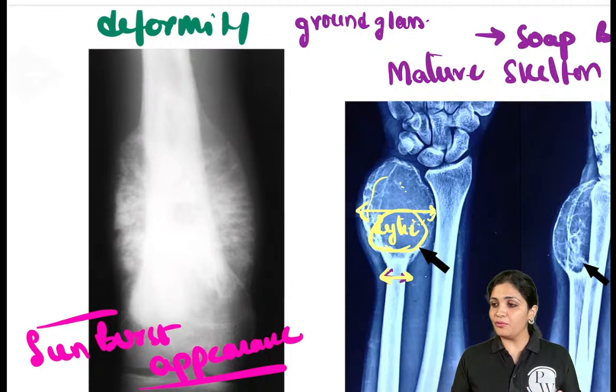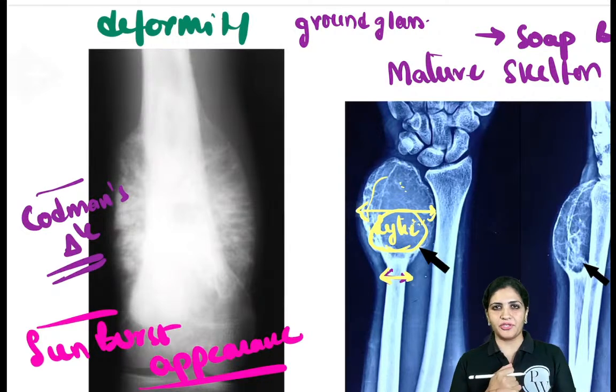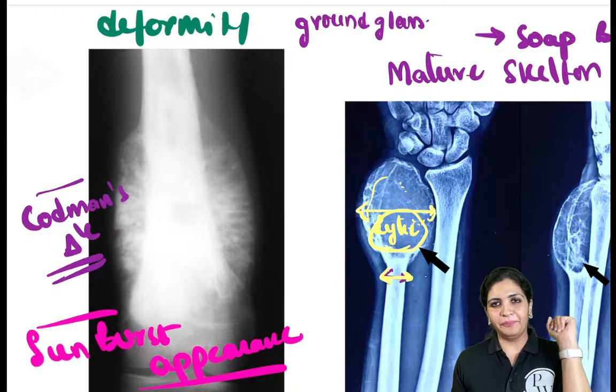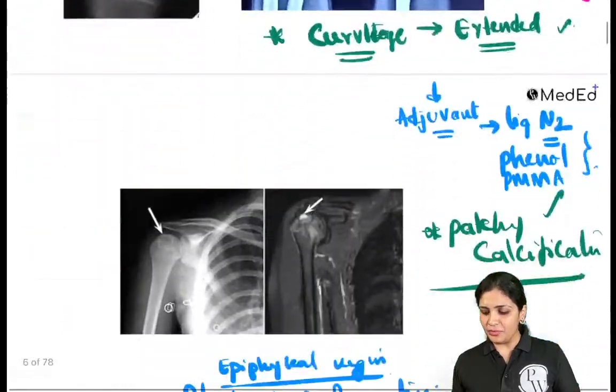And there is one more thing which you have to remember, that is Codman's triangle. Codman's triangle is nothing but the elevation of the periosteum seen at one end. This is called Codman's triangle, right? So this is about the tumors.